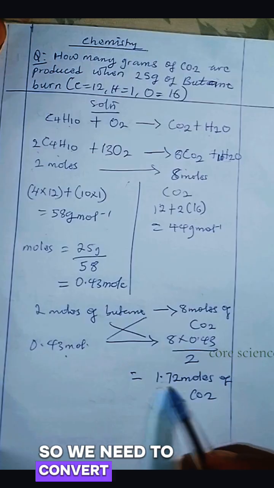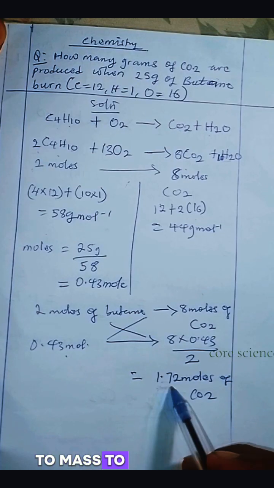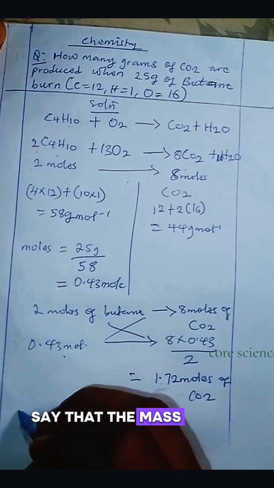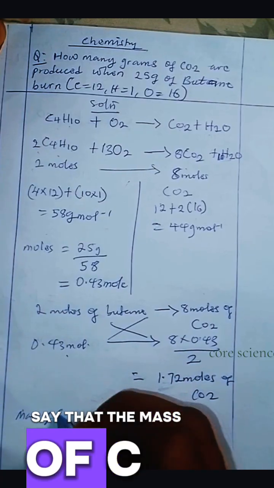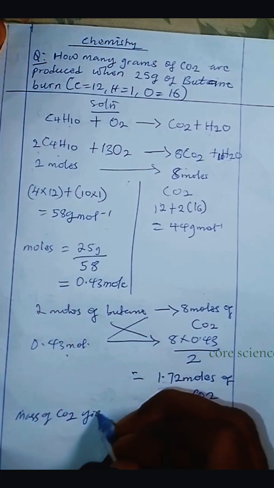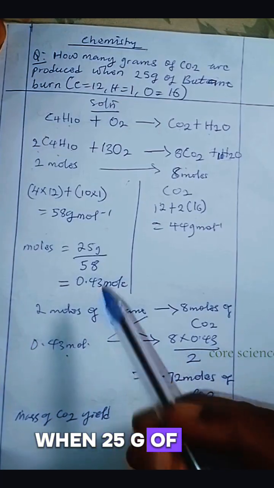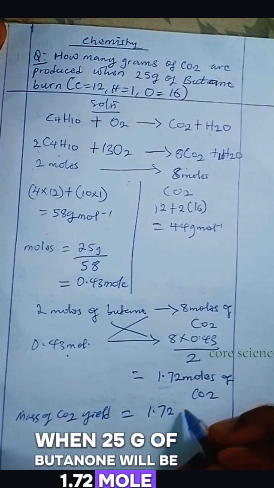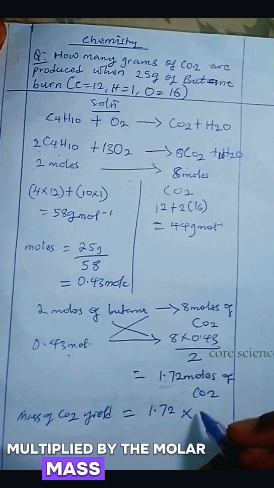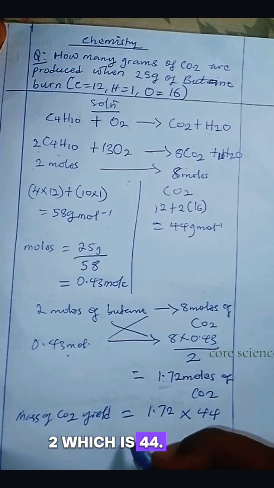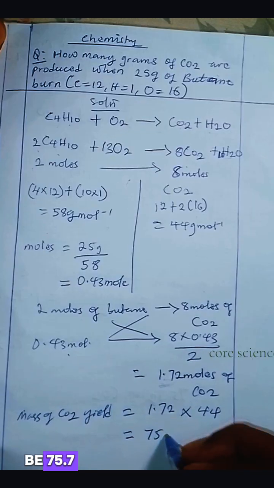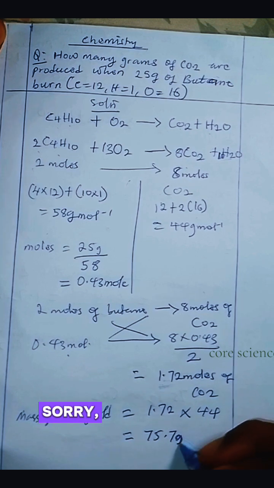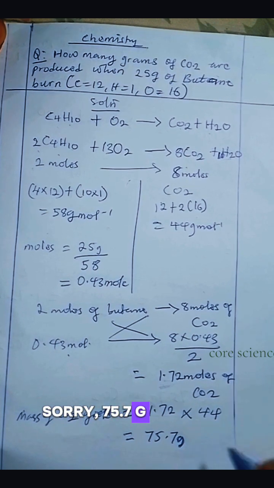So we need to convert this to mass, to gram. To convert this to gram, we are going to say that the mass of CO2 yielded when 25 gram of butane burns will be 1.72 mole multiplied by the molar mass of CO2, which is 44, and our final answer will be 75.7 gram. 75.7 gram of CO2 will be formed.